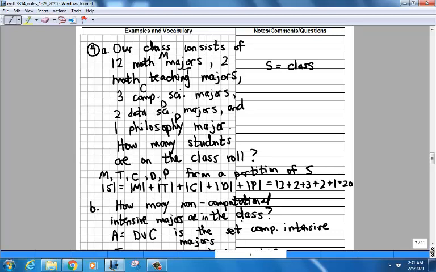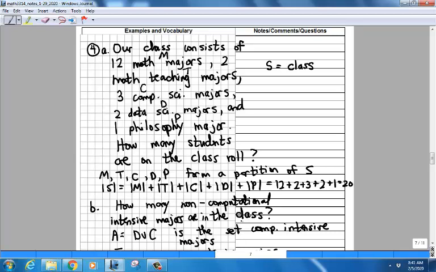When you take the union of all of those major-specific subsets, and because we're not allowing for double majors, the subsets do not overlap. So those sets M, T, C, D, and P are a partition of the class, correct? And so we know that we can find the cardinality of the entire class just by adding up the cardinalities of the parts of the partition.